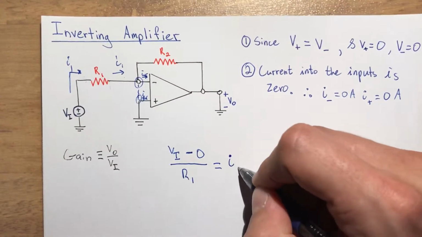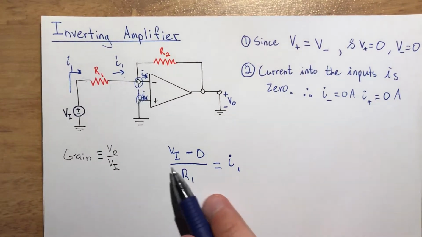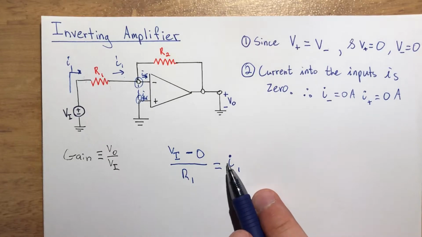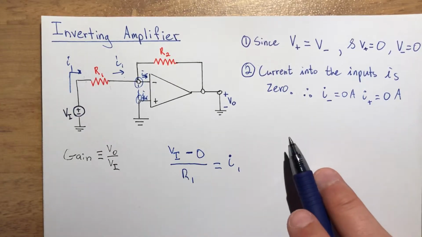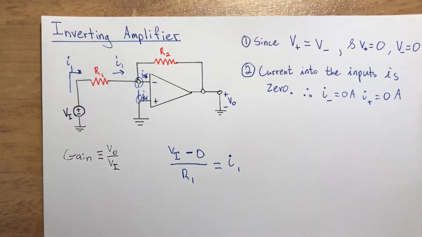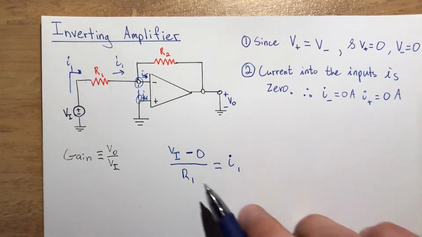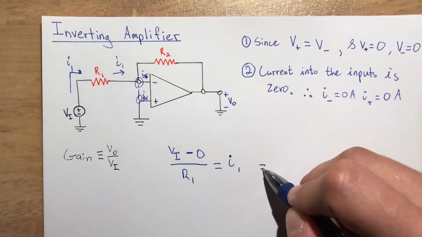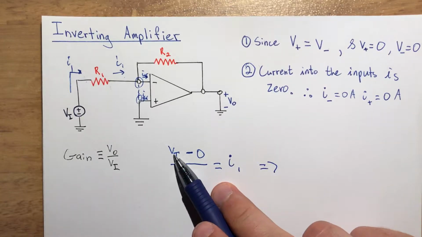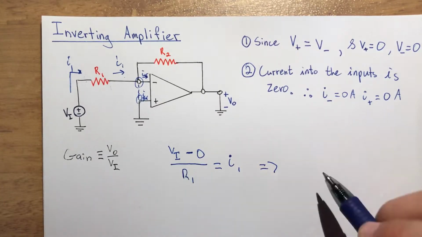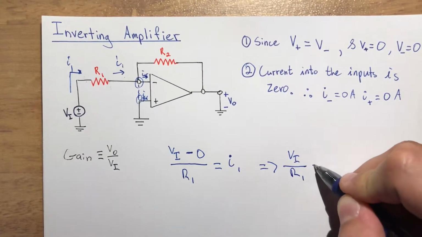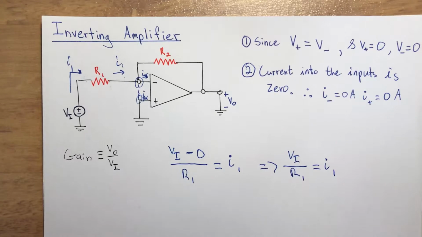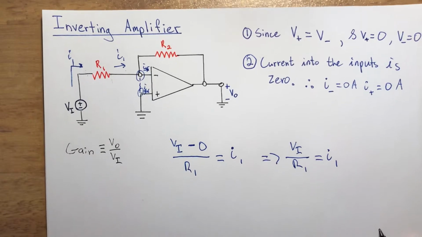Now notice, if you multiply by R1 on both sides, I1 R1 is equal to voltage. That's like V equals IR. This comes from Ohm's law, right? So we have this, VI minus 0 is just VI. So input voltage over R1 is equal to I1. Okay, that's a fun fact there.